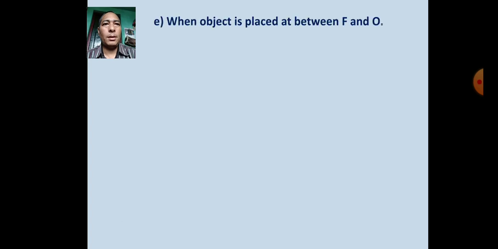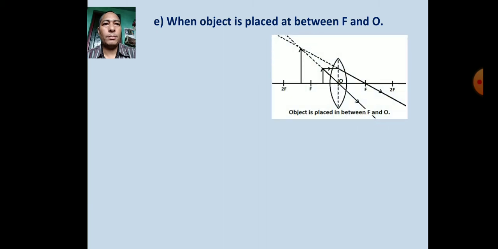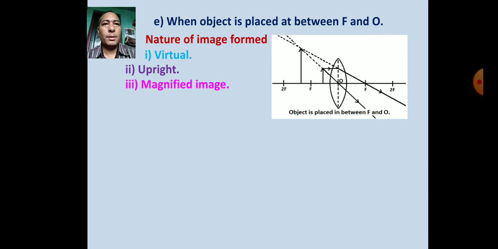E. When object is placed between f and O, nature of image formed: 1. Virtual. 2. Upright. 3. Magnified image. 4. Formed behind the object.